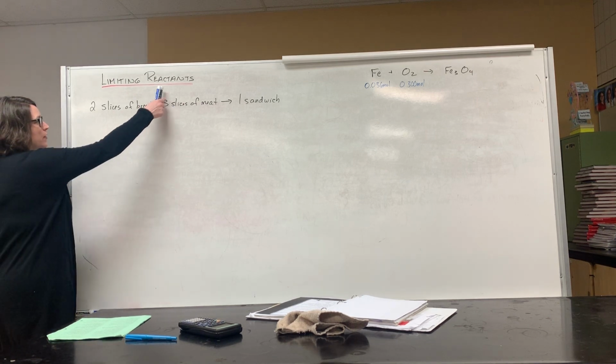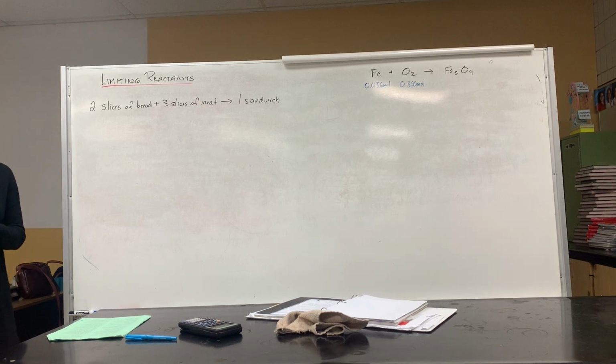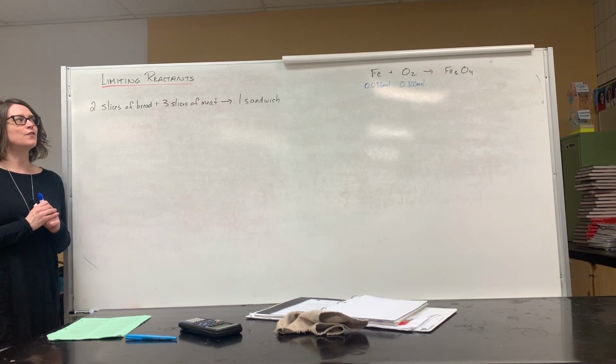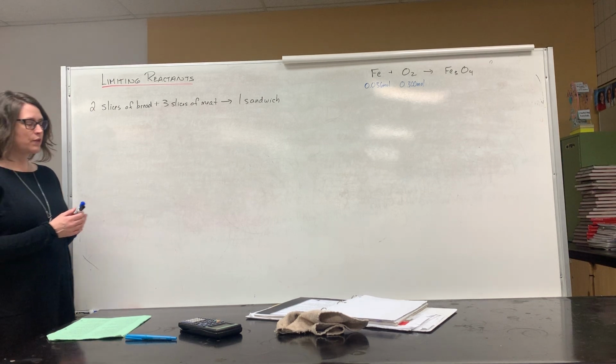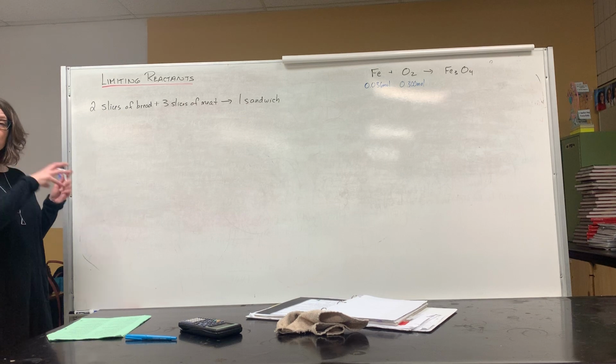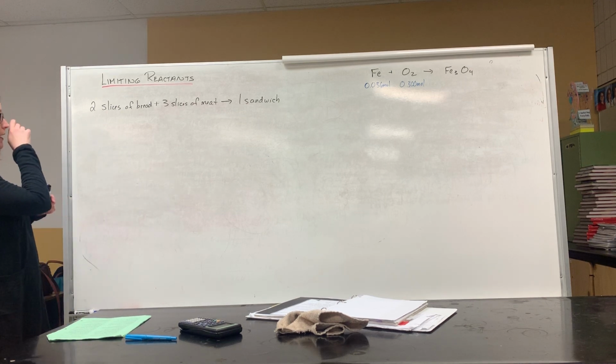So first of all, what are reactants? Which side of a chemical equation do they exist on? Yeah, they're on the left-hand side. So reactants are on the left-hand side of the arrow, so you use the reactants to make the products, right?